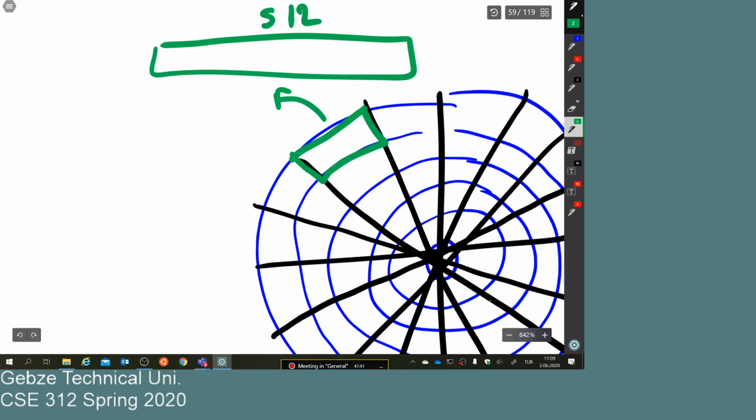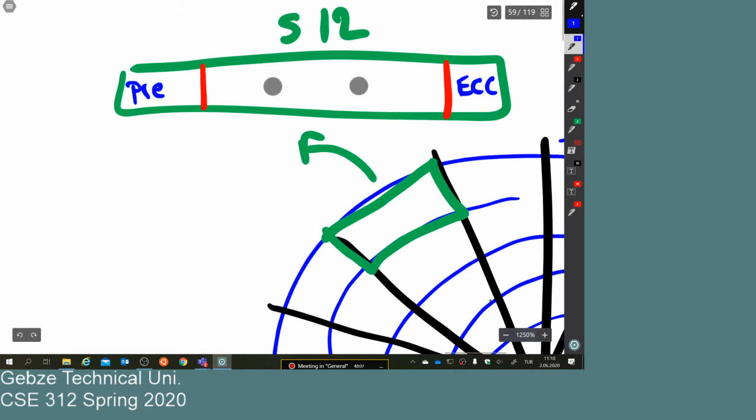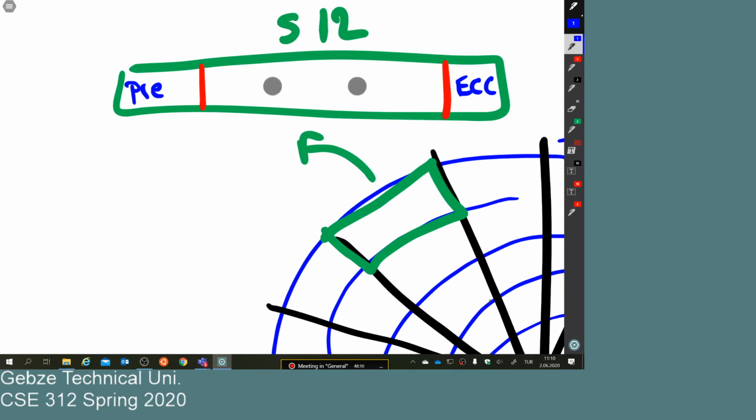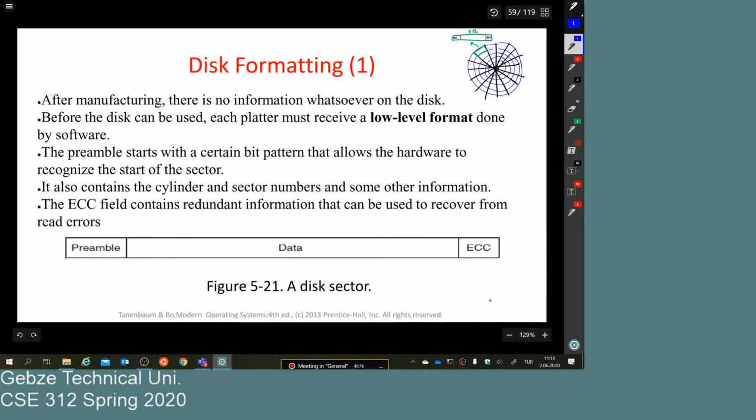So how do we do that? We need to do the first level, low level formatting. We say that at the beginning of the sector and at the end of the sector, I have two special places. The first is the preamble, and at the end I have the ECC, with half a kilobyte of data in between. This preamble contains information about the cylinder and sector numbers.